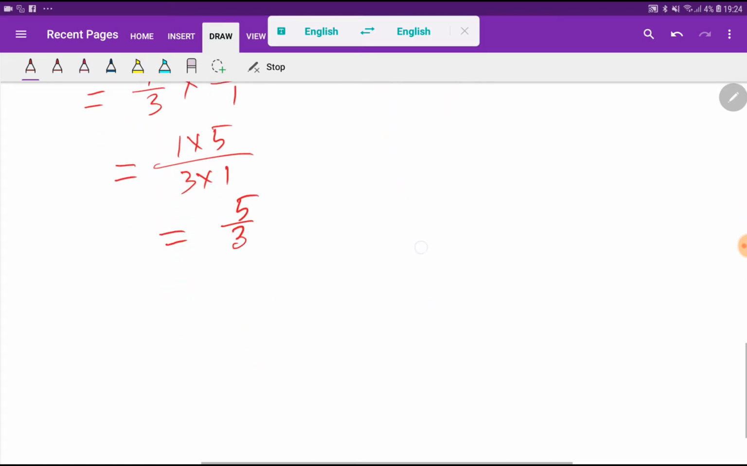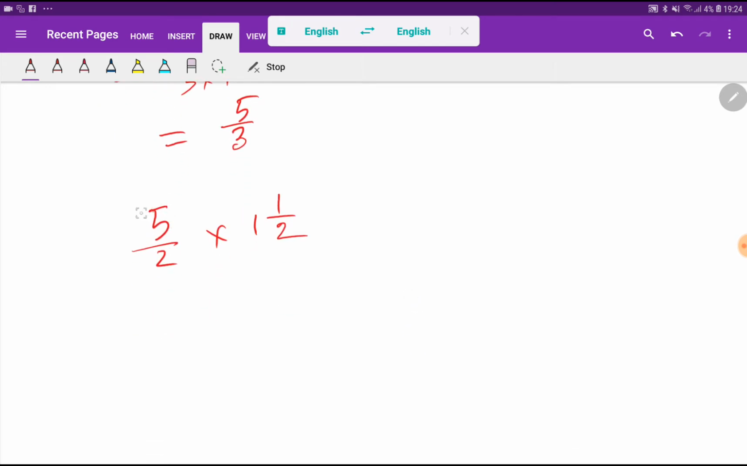Now let me show you this. How to multiply 5 by 2 times, look at here, this 5 is a fraction, but this is a mixed fraction, right? This is an improper fraction because the numerator is greater than denominator. So how to multiply this? So look at here. I have to express this mixed fraction as an improper fraction.